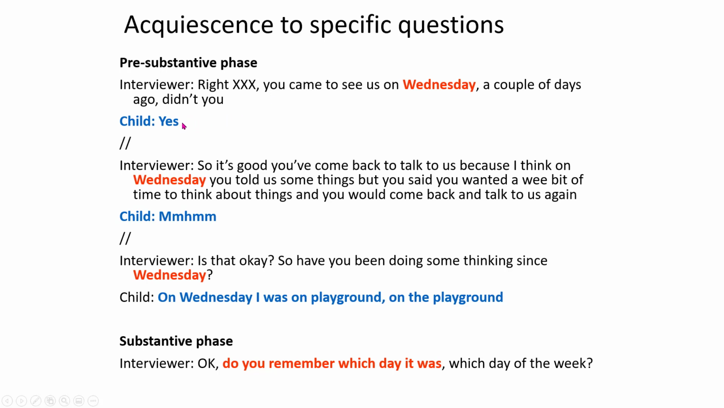And the child agrees, and that is what we refer to as acquiescence. Acquiescence is a yes-saying tendency that children have. So if you ask children lots of yes-no questions, they will just say yes and agree with it more often than they will say no. And that's a problem in forensic interviews.